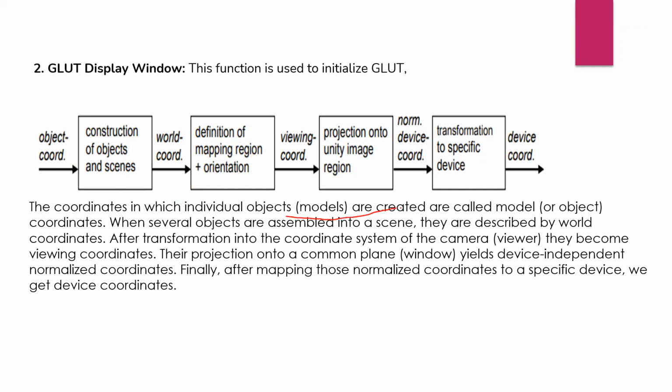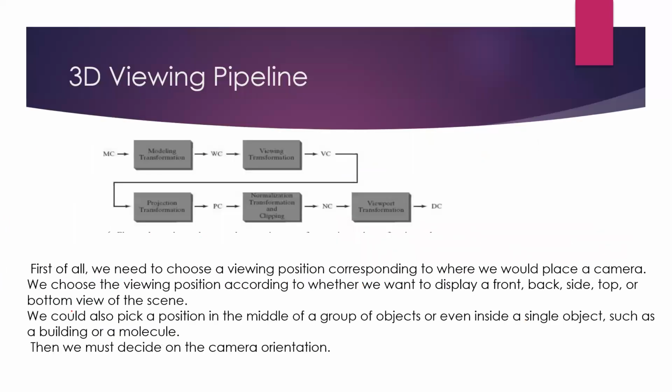The coordinates in which individual object models are created are called model or object model coordinates. When several objects are assembled into a scene, they are described by world coordinates. After transformation into the coordinate system of the camera, that is the viewer, they become viewing coordinates. Their projection onto a common plane, that is the window, yields device-independent normalized coordinates. Finally, after mapping those normalized coordinates to a specific device, we get the device coordinates.